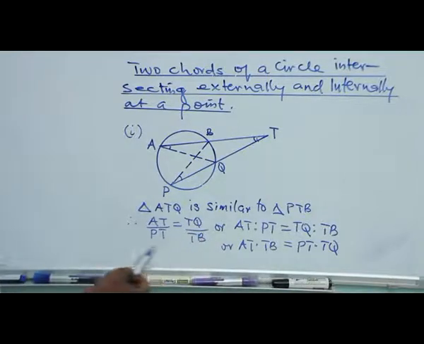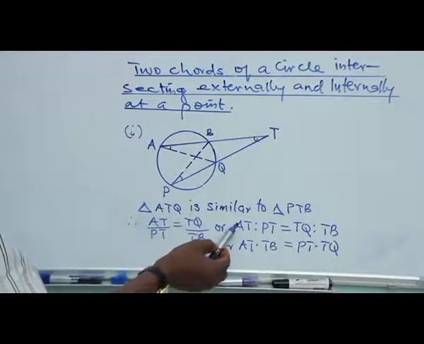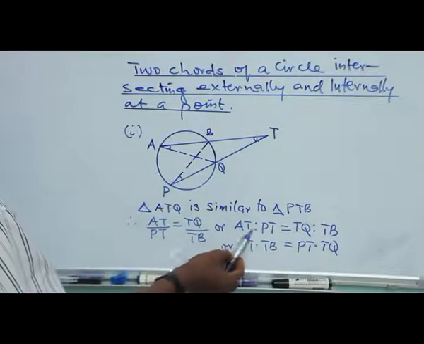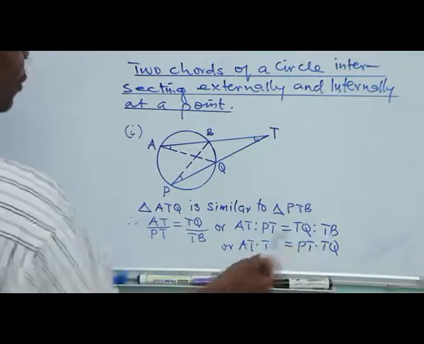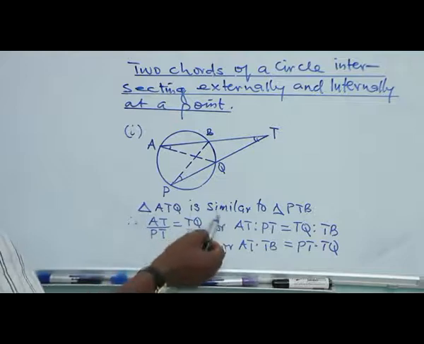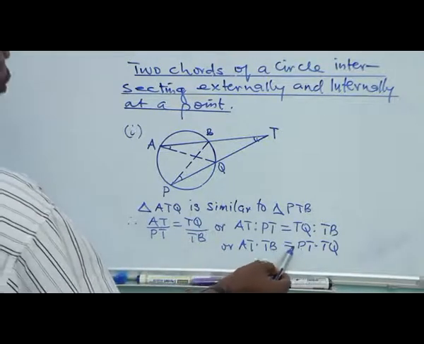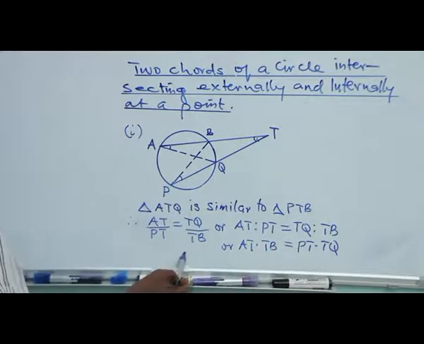But now, we may work with these two. AT ratio PT, remember that ratio is also division. So this is division here, is also a ratio. So AT ratio PT equal to TQ ratio TB. And of course, if we cross and multiply, we now have AT times TB is equal to PT times TQ. These relationships are true.